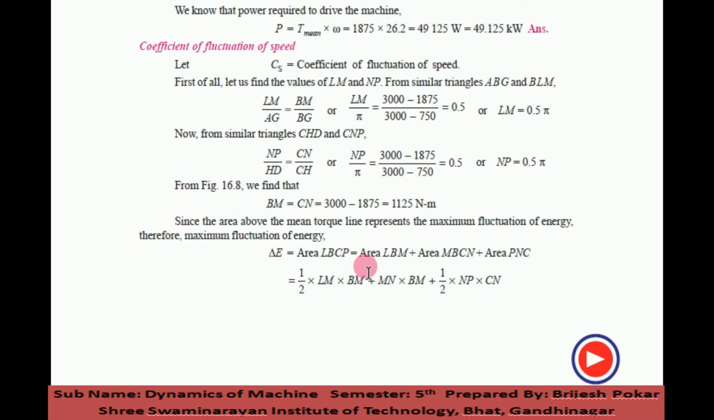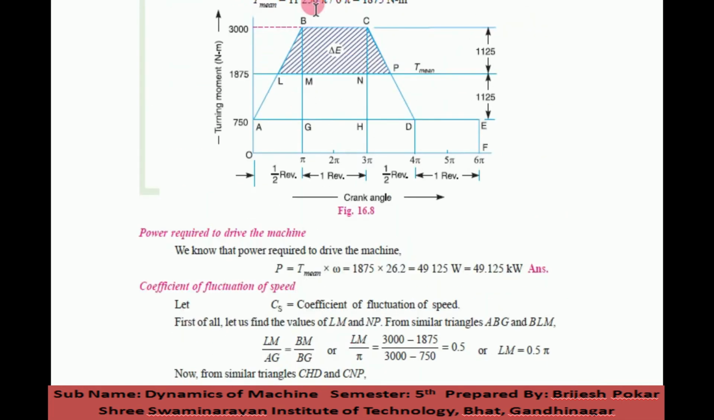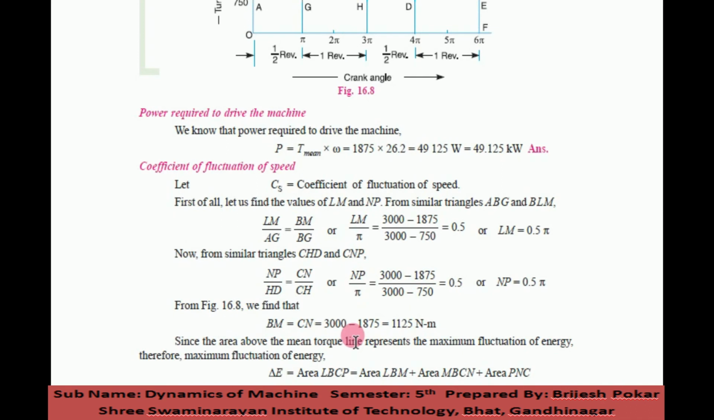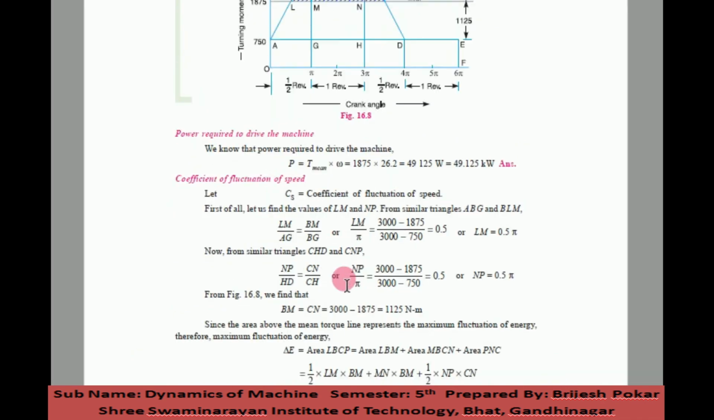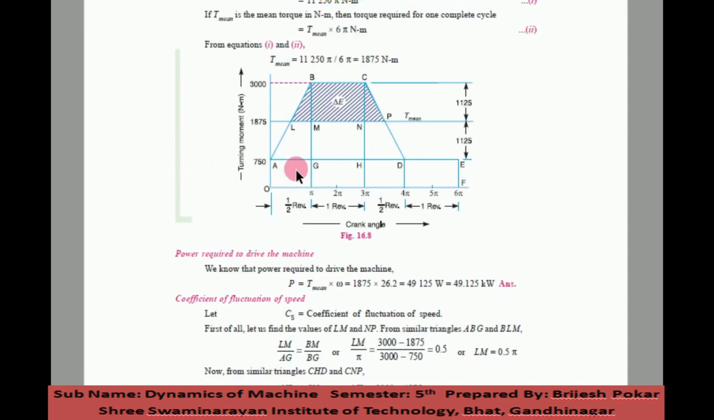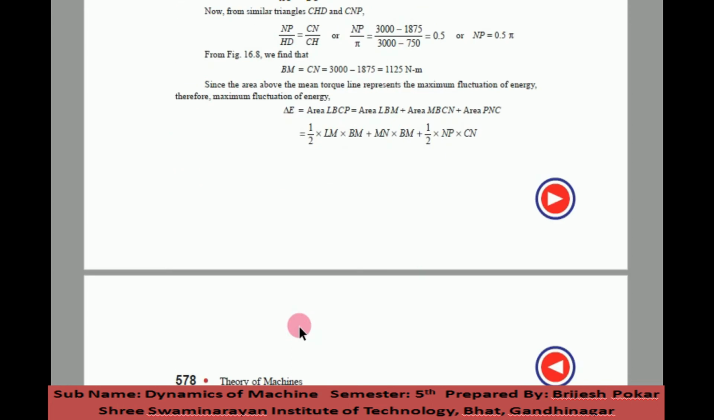So area LBM, again here there will be two triangles, LBM, then again a rectangle and again a triangle. So by these three things we can find out the area. So LBM is equal to 1/2 LM into BM. Then LM into BM, again MN into BM, again 1/2 NP into CN. Okay, so in this way we can find out the area.